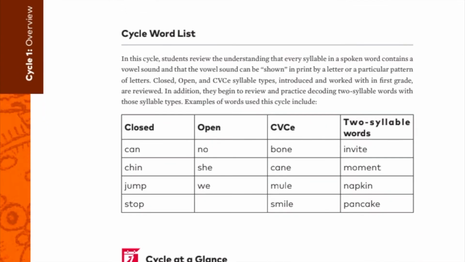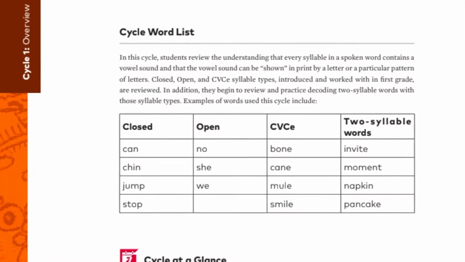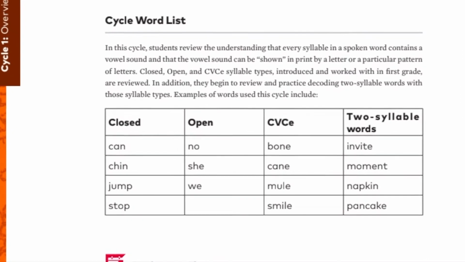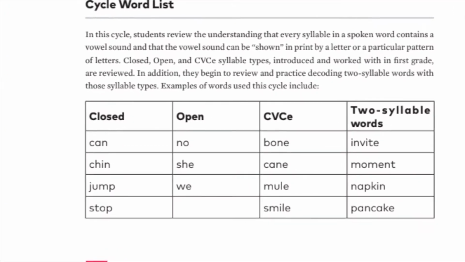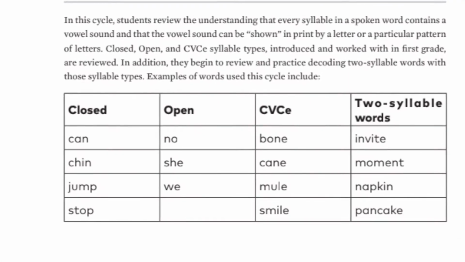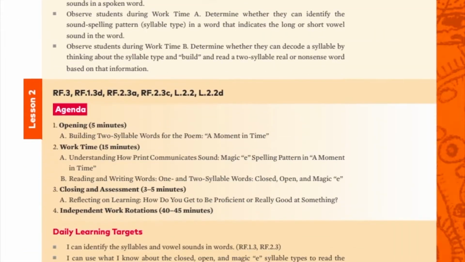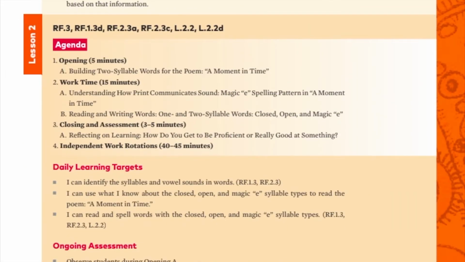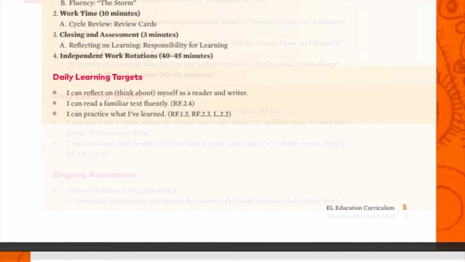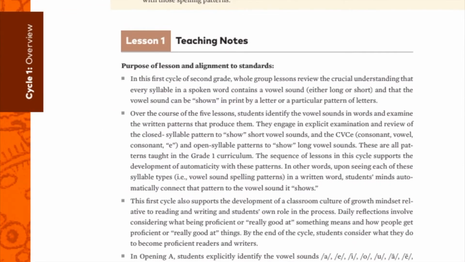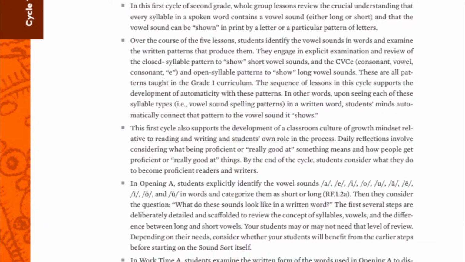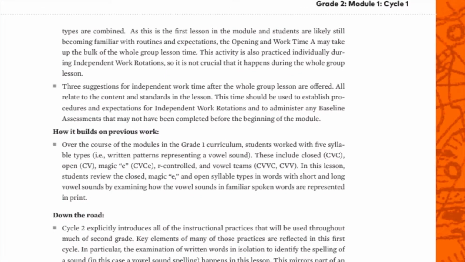Next is a cycle word list, which includes a sample list of representatives of the spelling patterns being taught in that cycle. These words can be used if you need some words in addition to those included in a given activity of a whole group lesson for reteaching purposes. You'll also find the agenda, ongoing assessments, and the daily learning targets for each lesson of the cycle here. Next, you'll see detailed teaching notes about each lesson, which offer considerations for differentiation and extension, ideas for English language learners, and tips and tricks related to the content and new instructional practices.